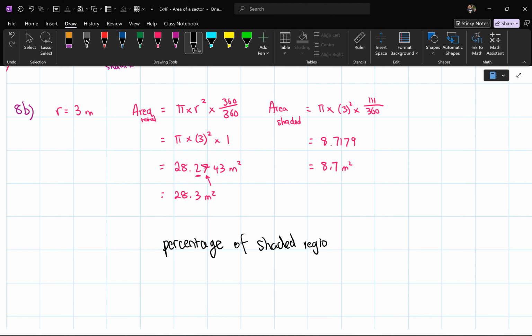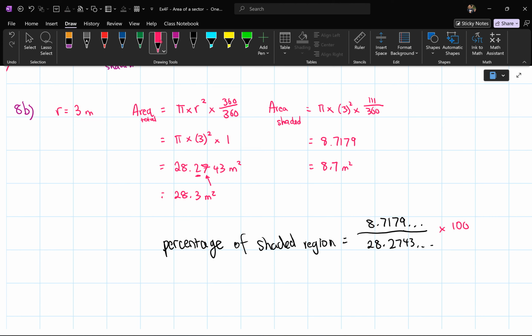you need to first know, well, how much is being shaded? You got 8.7179 and it goes on, right? That's how much is shaded. And then out of your total, well, what was the total area that it could possibly be shaded? Well, it was 28.2743 onwards. So this proportion, if you want to change that to a percentage, you've got to remember to times it by 100. So here we go.